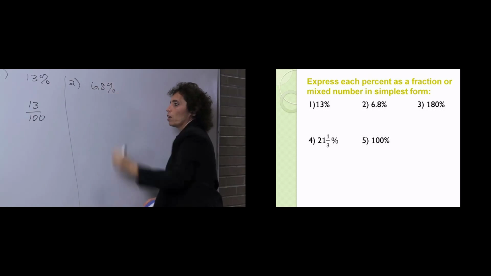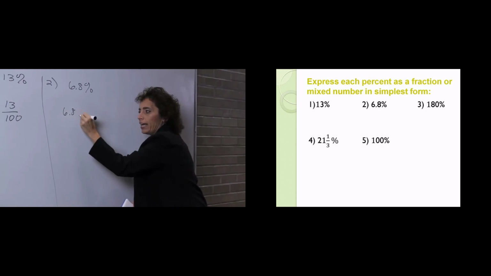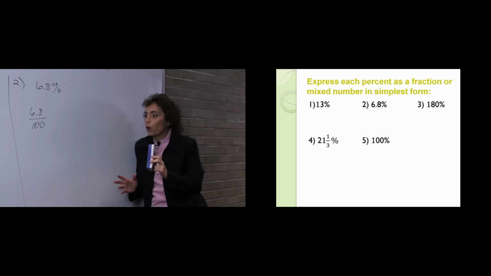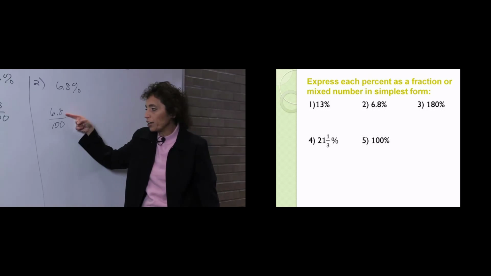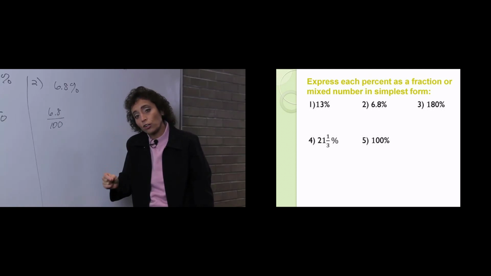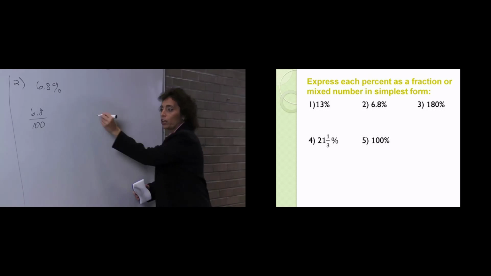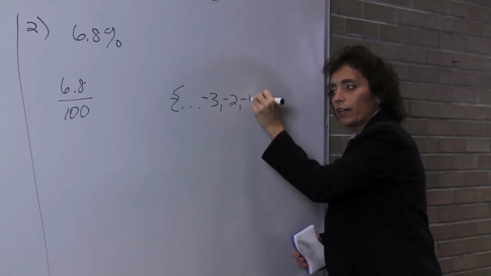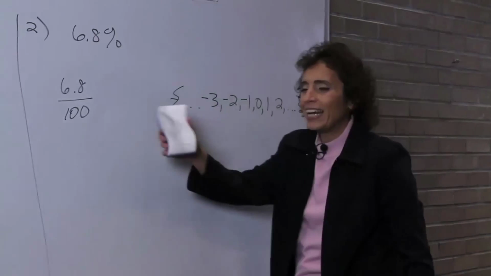Okay, 2. 6.8%. Okay, 6.8% means 6.8 out of 100. Now, go back a long time ago when we talked about what a fraction really meant. In a fraction, remember, both the numerator and denominator had to be an integer. 6.8 is not an integer, okay? There cannot be any decimals or fractions in an integer. Let me remind you of what an integer is. An integer were these guys. -3, -2, -1, 0, 1, right? So 6.8 is not an integer.